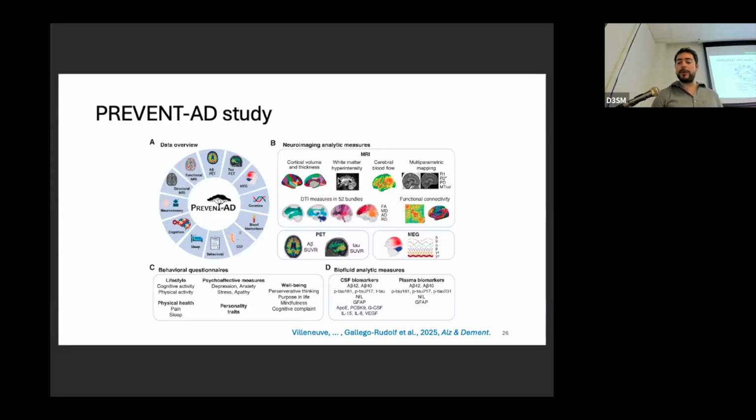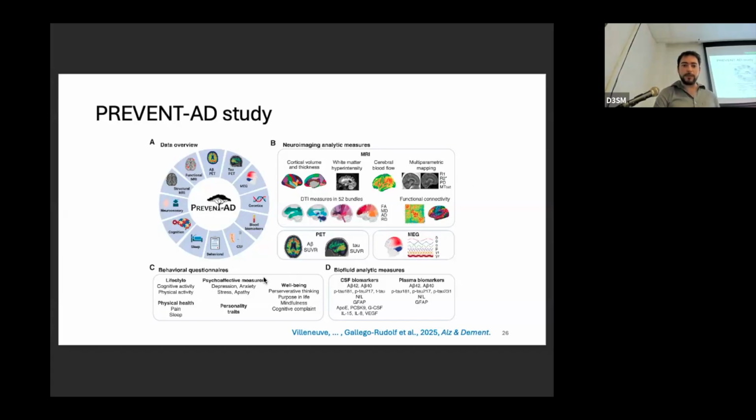And importantly, in this open release of the PREVENT-AD, we also include different data derivatives, which are analytic measures that people can already use for different types of analysis and for answering different scientific questions without having to go through all of the pain of pre-processing the data and doing the analysis.